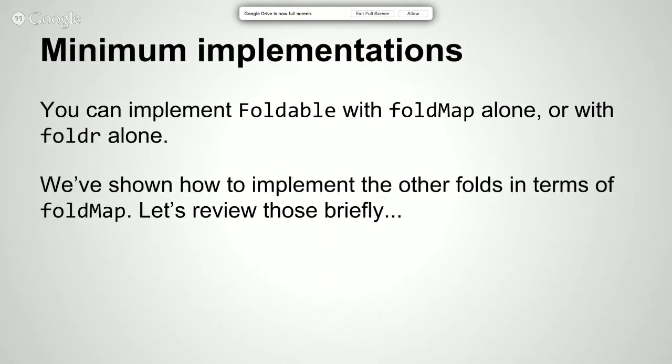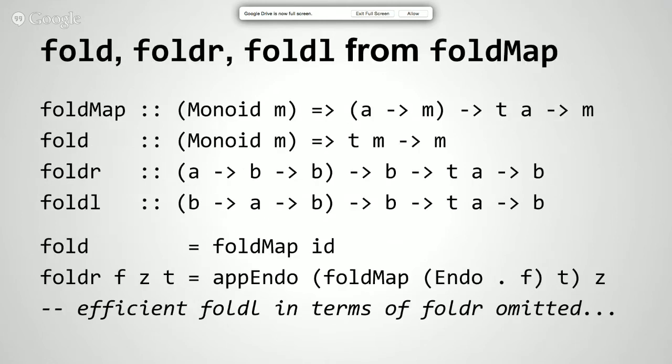And you can implement all of these from foldMap alone or from foldr alone. So just to review these briefly, fold is foldMap of id. Fold is the function that can be used if your traversable is already in a monoidal type. And then foldr can be derived from foldMap using Endo. And you can also derive foldl either from Endo or foldr, but it's pretty complicated. And to do it efficiently wouldn't fit on this slide. So you can look it up in the implementation, or you can just trust me that it can be done.